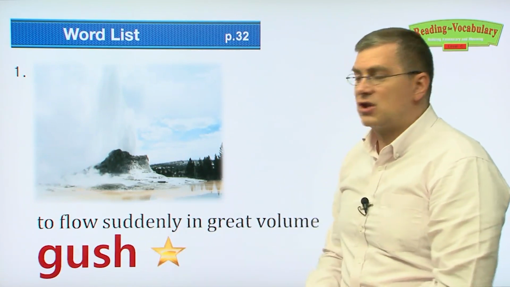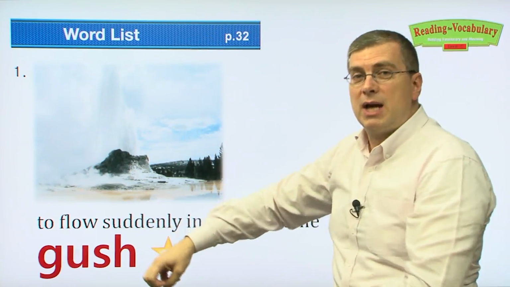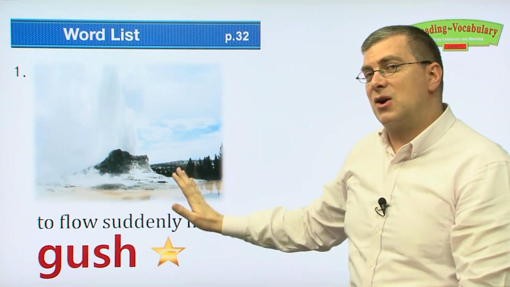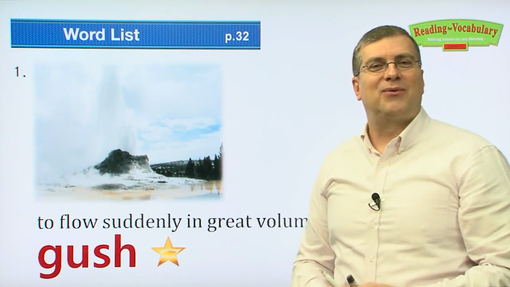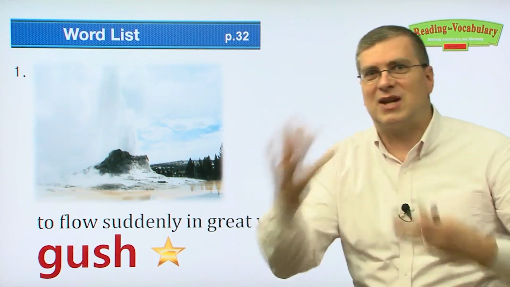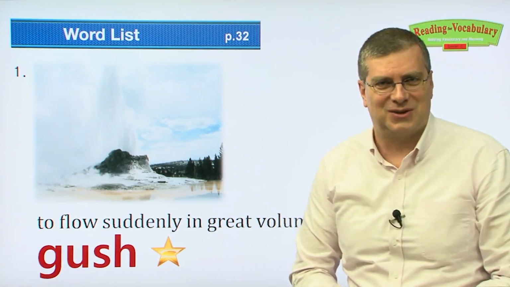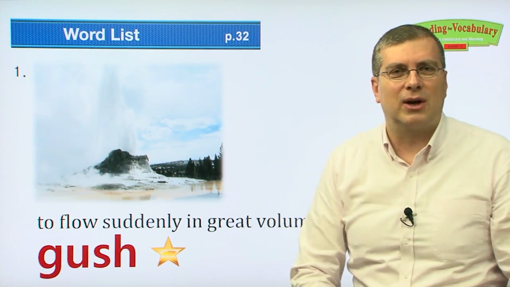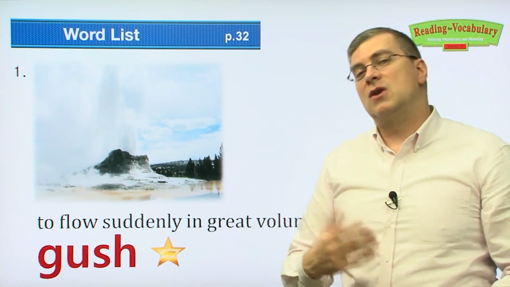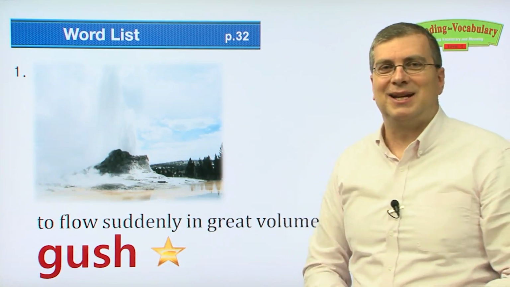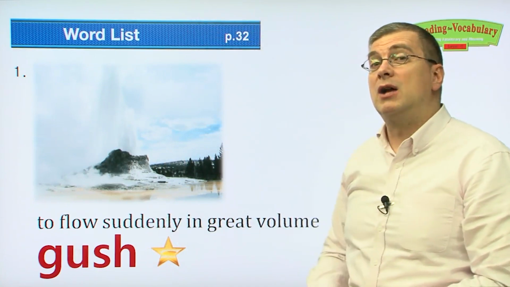So we use to gush to explain when something suddenly and in a lot of volume comes out, not just of the earth. You know, sometimes people gush too. Do you have a friend who talks very fast and says a whole lot of stuff? They are gushing. So you can say, my friend gushes, right? That means they're talking very quickly and saying many things very suddenly. So many things gush, right? Of course, in this lesson, we're going to be talking about things that gush from up under the earth.